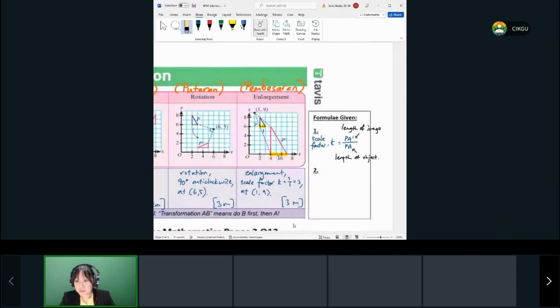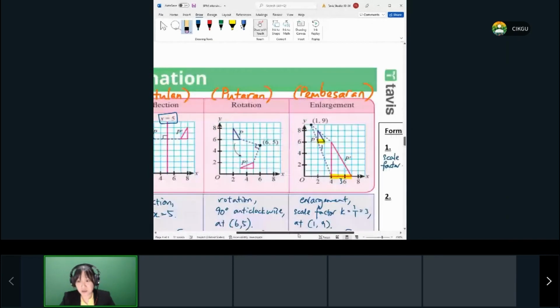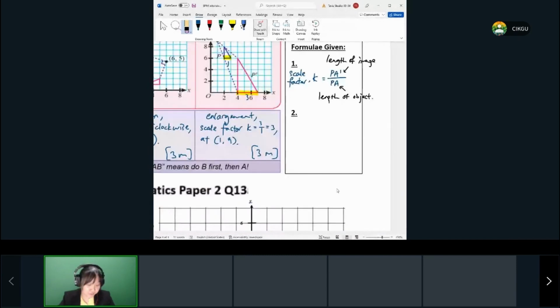Oh yeah. There is another formula that's given, also related to scale factor, but slightly different. They write it like this, also given in the formula sheet: area of the image equals K squared times the area of the object.